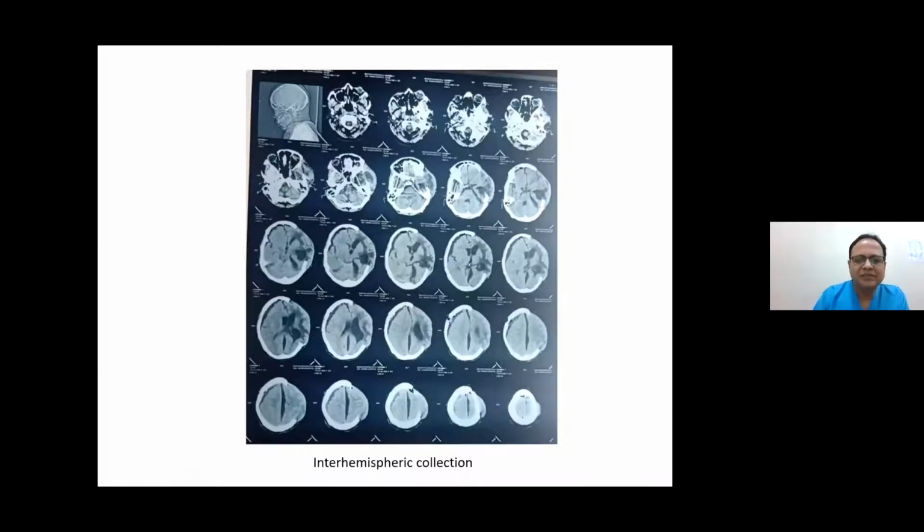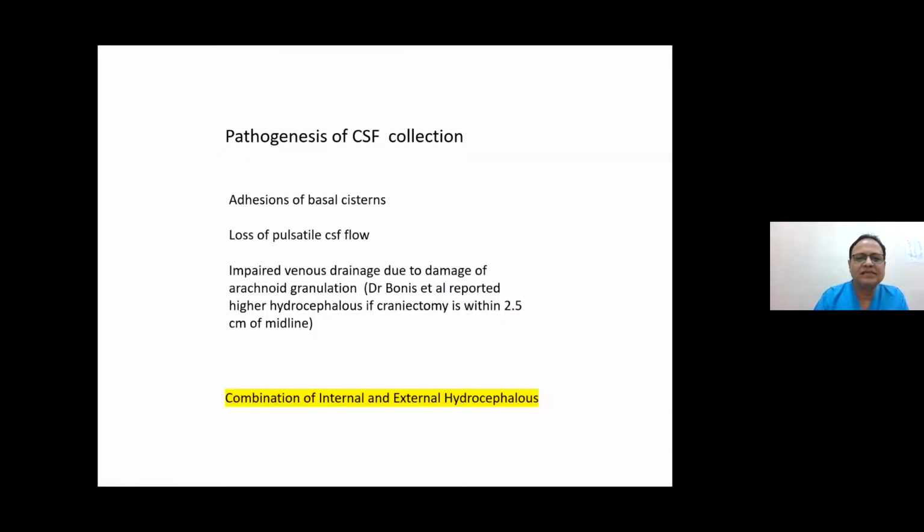So this collection in the interhemispheric fissure, subdural or intraventricular, is a continuing process. So they have a combination of internal and external hydrocephalus, because there is impaired venous drainage due to damage of the arachnoid granulation. If one does the craniectomy within 2.5 centimeters of the midline, then the arachnoid granulations are damaged, and that causes impaired CSF absorption, and CSF collects in different planes of the brain. In addition, because of the craniectomy, there is loss of pulsatile flow, and because of the adhesions of the basal system, all the CSF circulation is disturbed, and the CSF gets collected in the post-traumatic state.